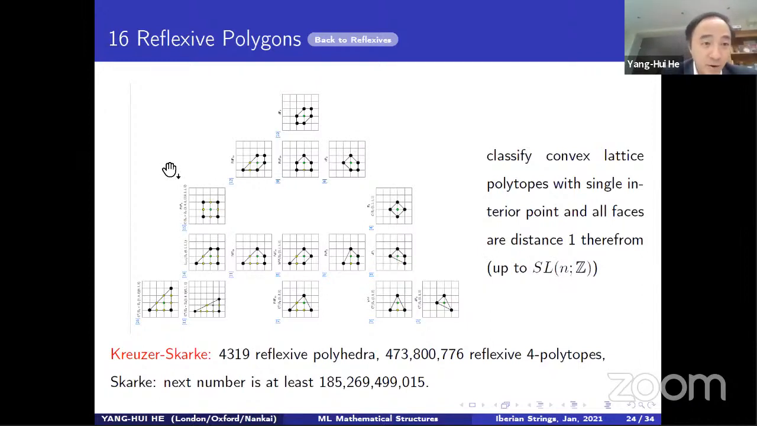What is interesting, the next problem is already unknown. You can explain this problem to a high school student, but this is an open problem. How many ways can you put polytopes in dimension 3 such that each vertex is an integer or lattice vertex, and such that there's a single interior point, and all of the bounding planes are one distance away from this? It's already unknown. Del Pezzo knew the dimension 2 case in the 1890s, and you had to wait almost 100 years before Kreuzer and Skarke used their supercomputer to get this next number, which is 4319. So we go from 16 to 4319.